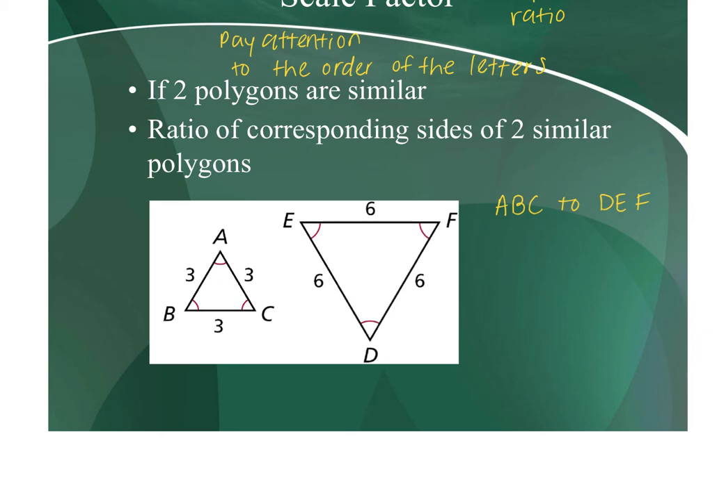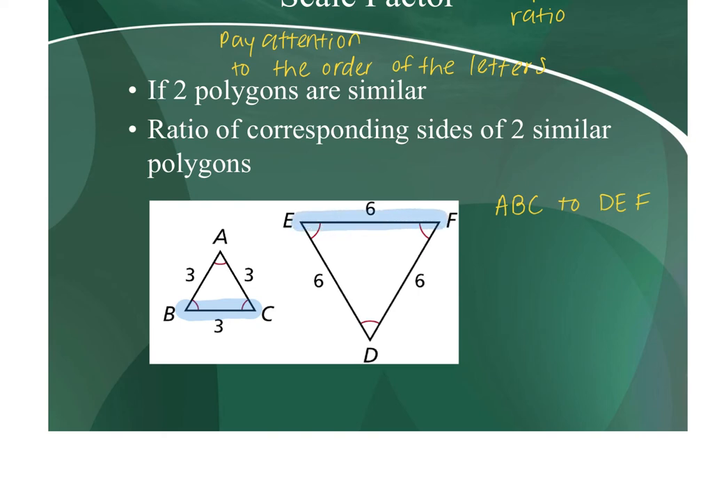Kevin, give me any side from ABC. Samantha Nieves, give me any side from ABC. BC. Okay, BC. What's the corresponding side in DEF, Samantha? EF. Very good. EF. Yep, you both are right.